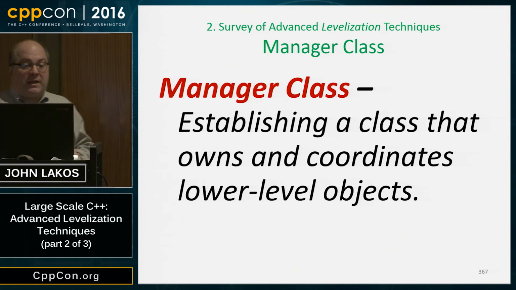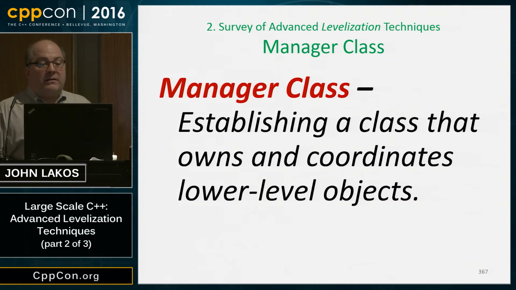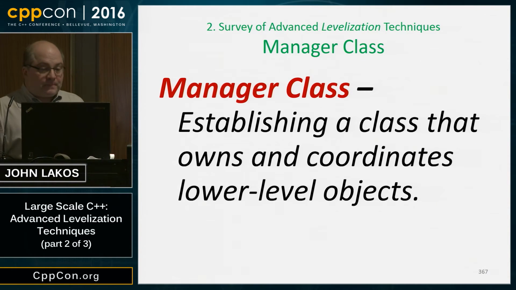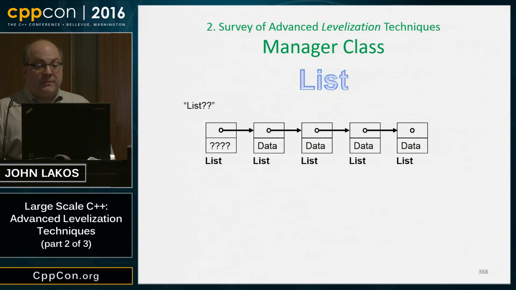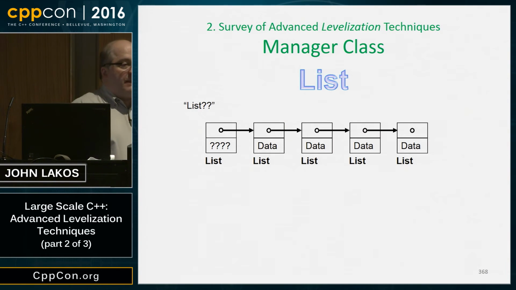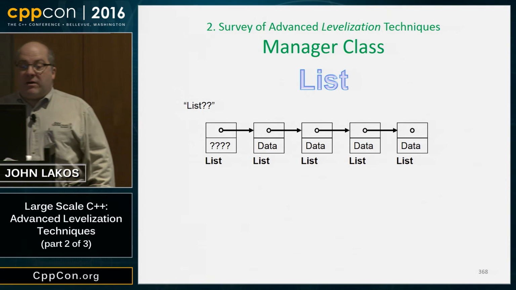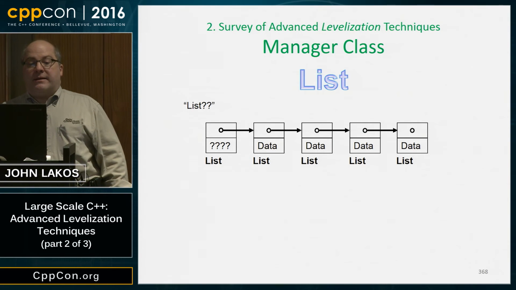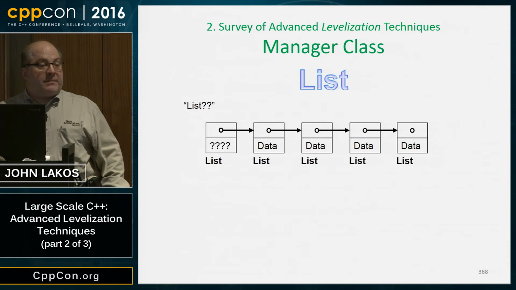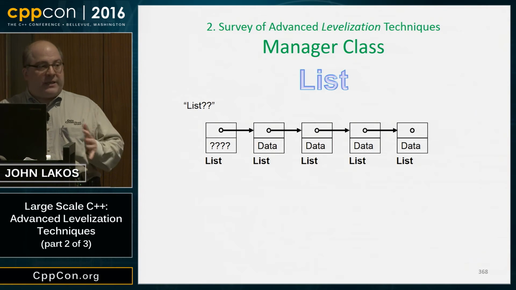So we have a manager class. Establishing a class that owns and coordinates lower level objects. So we have, for example, a list. Now, manager class really isn't a levelization technique, but it's an organizational technique, and it kind of fits in. We want to make sure we don't do silly things. We don't want to have a list that manages a list that manages a list that manages a list. It doesn't feel right. A list manages links.